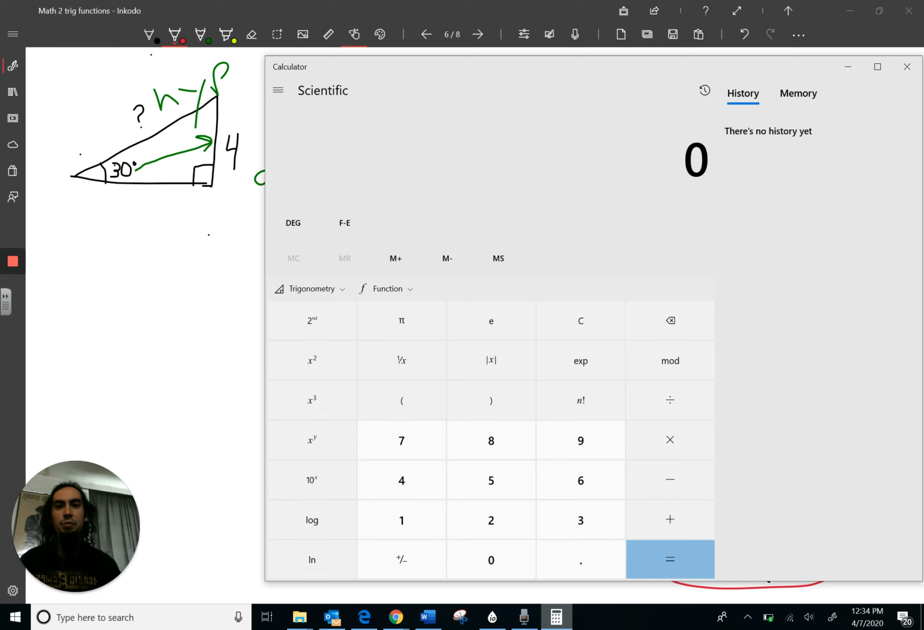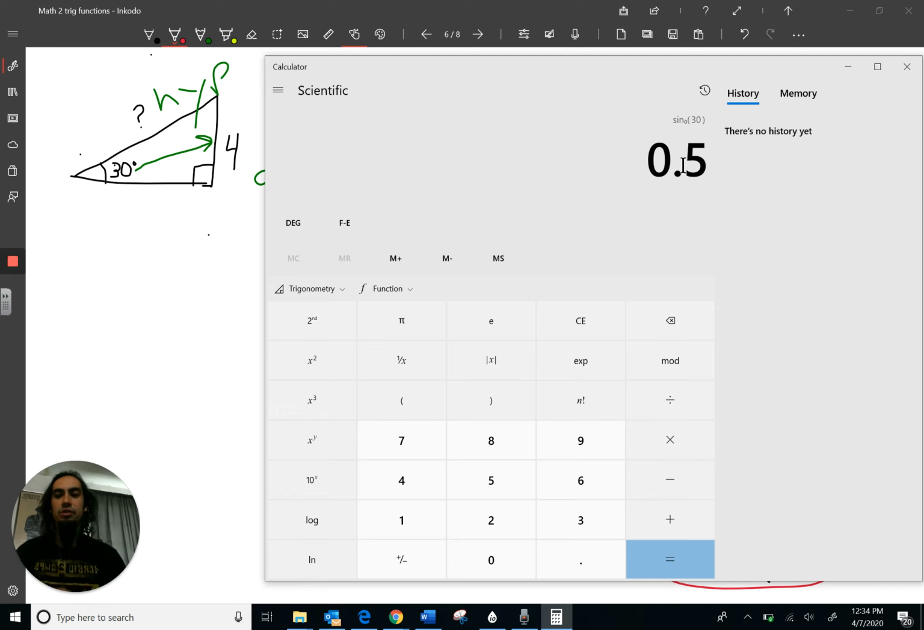Now, this calculator that's built into the computer, the way that I have to do this is I have to type in the angle first, and then I'm going to push the trig function that I want. And since we were using sine, I'm going to click on sine. And it tells me that sine of 30 is equal to 0.5. Awesome.